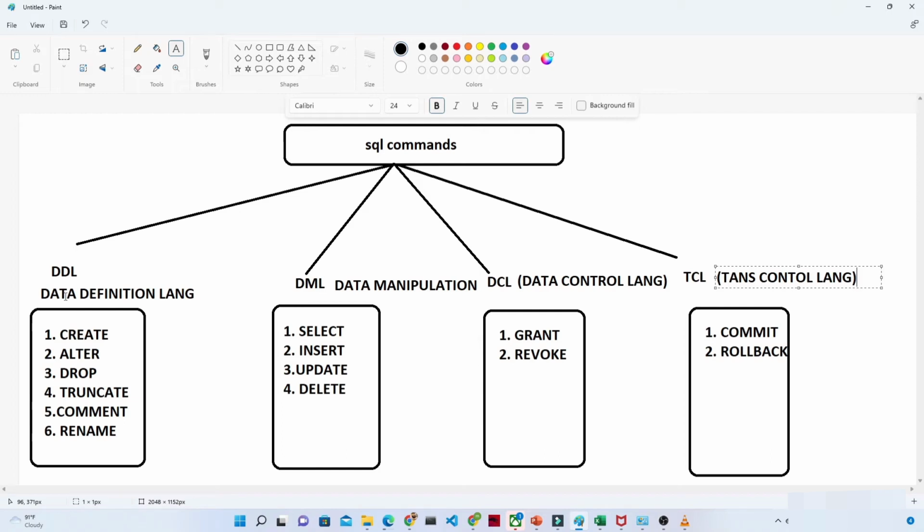Lastly, TCL stands for transaction control language, and the SQL commands are used for managing changes affecting the data. Its commands are commit, rollback, save point.